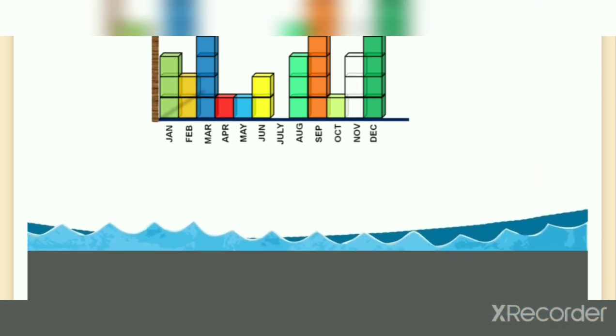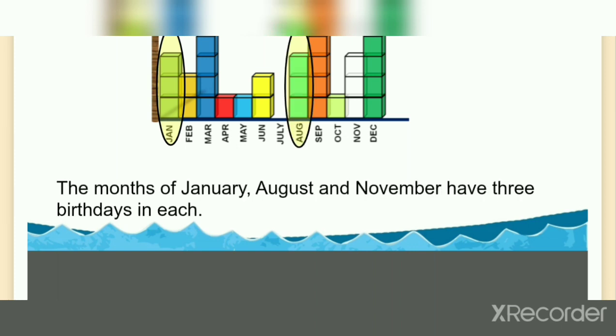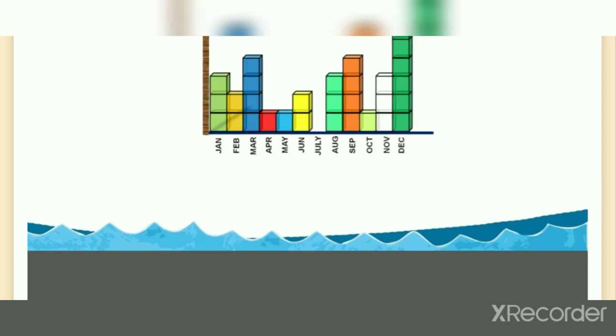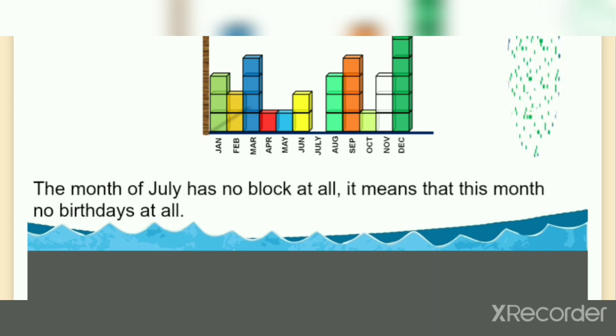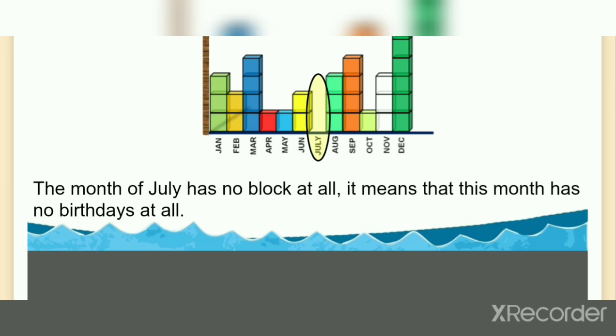We can see that there are 3 blocks each in the months of January, August and November. It means that these months have 3 birthdays in each. Which month has no birthdays at all? Click for answer. Here, the month of July has no block at all. It means that this month has no birthdays at all.